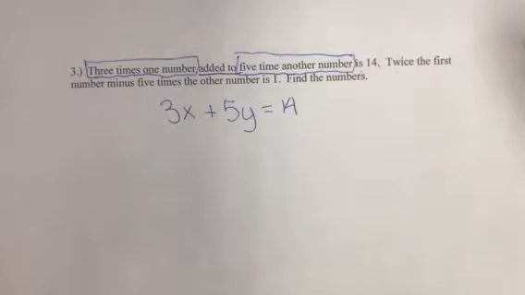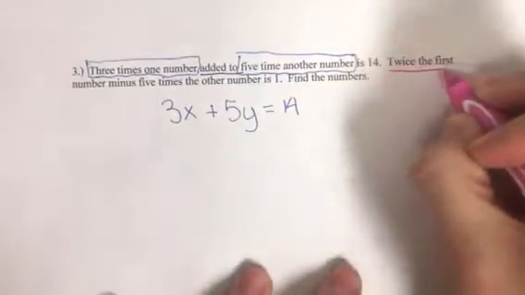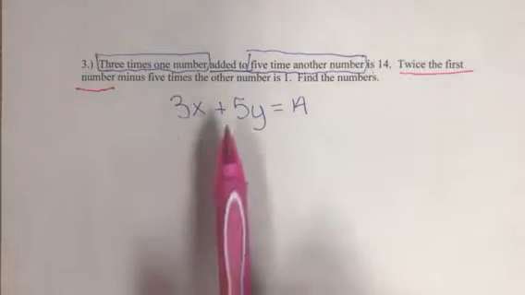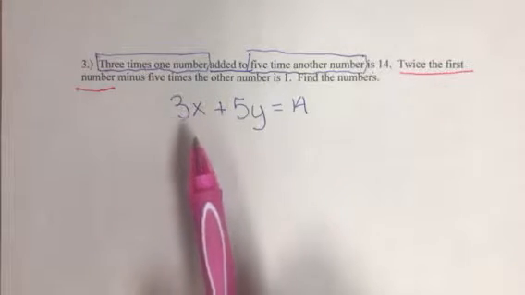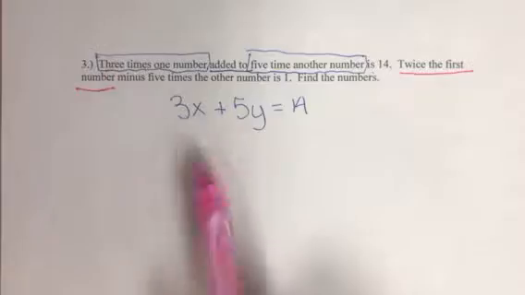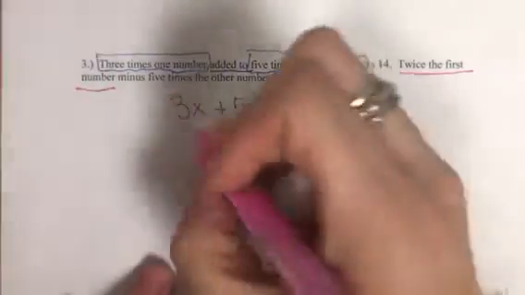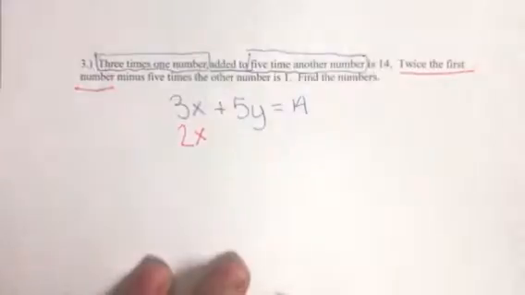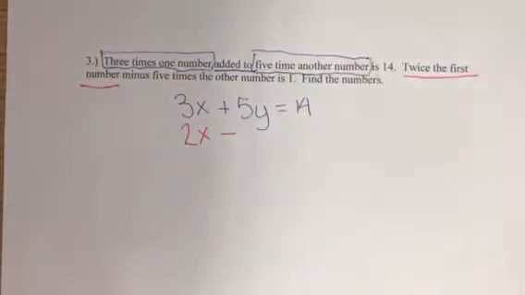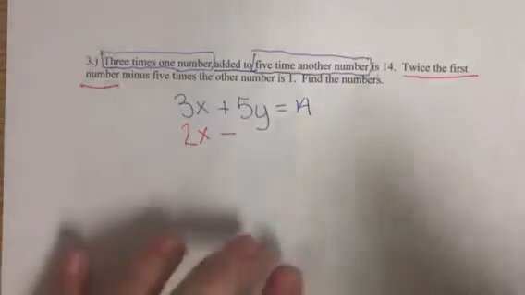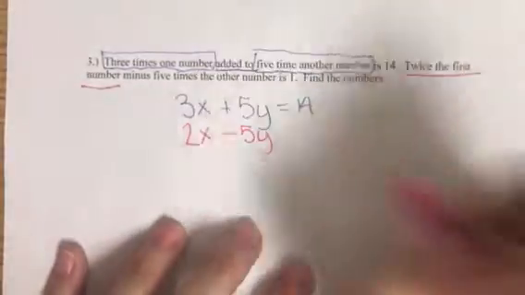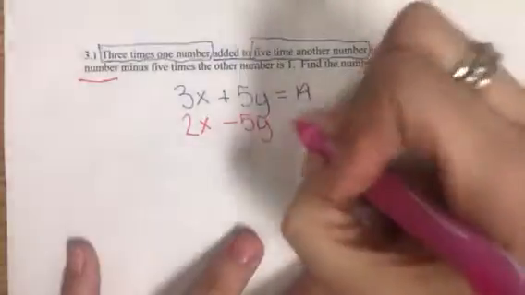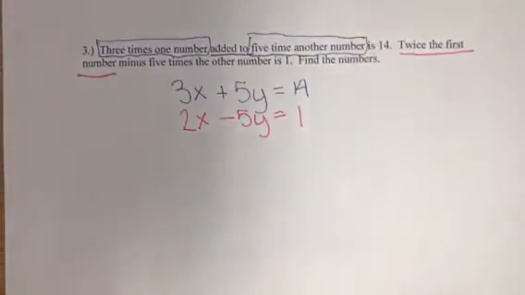Okay, so now I'm starting a new sentence, so I'm going to start a new equation. So twice the first number. Now, this doesn't mean take twice times the entire 3x. It says to take twice times whatever variable we picked first. So we picked x first, so we're going to say 2x minus, so subtraction, 5 times the other number, 5y, equals 1.